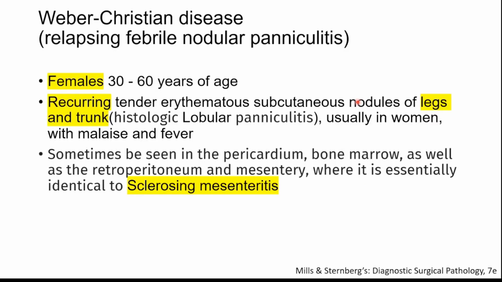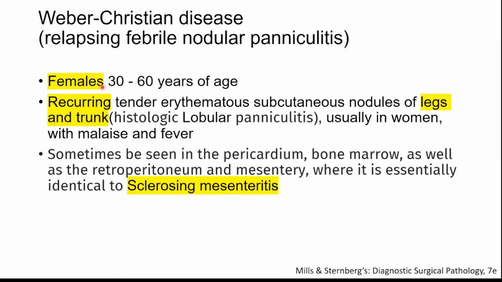And then another entity called Weber-Christian disease, aka relapsing febrile nodular panniculitis. I think the histology finding is identical to sclerosing mesenteritis. The only difference is this is female predominant, 30 to 60 years of age.